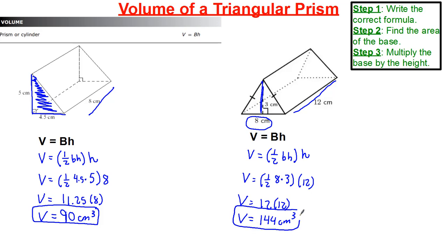Now once again, for the last time, big B is the area of the base of the figure. That's very, very important. And outer H right here is the height of the figure. That is the length that connects both of the bases. That's it.